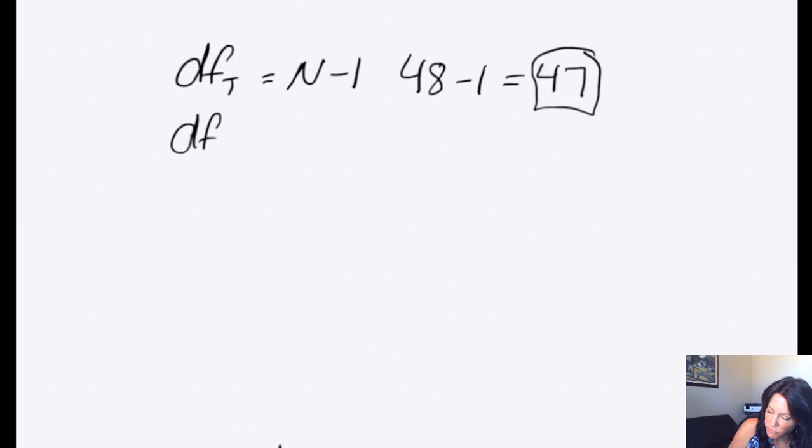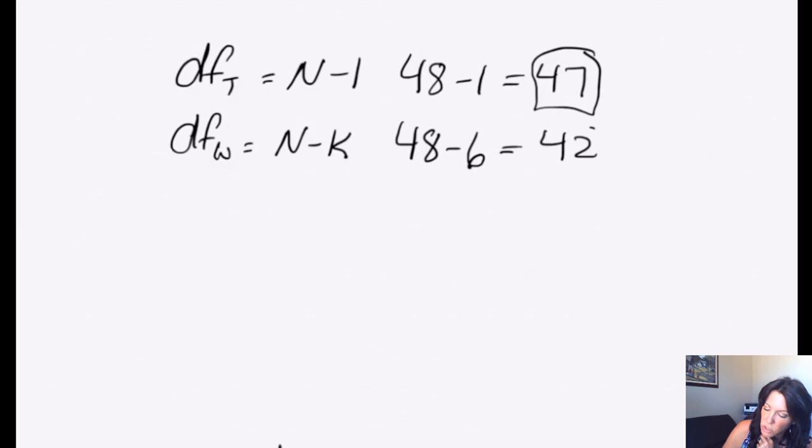Now we have our degrees of freedom within. There's a couple different ways to figure this out. You could just add up all the degrees of freedom in each cell, but I think it's much easier just to say n minus k. Our n was 48. The number of conditions we had was 6. It was a 2 by 3 grid, so it was 6. So our degrees of freedom within are 42.